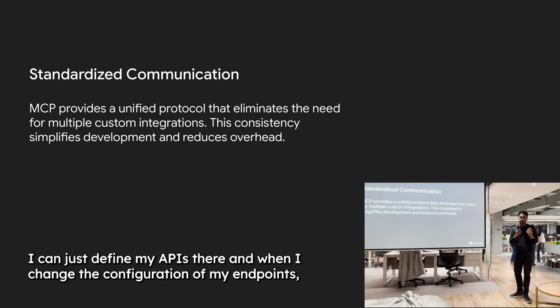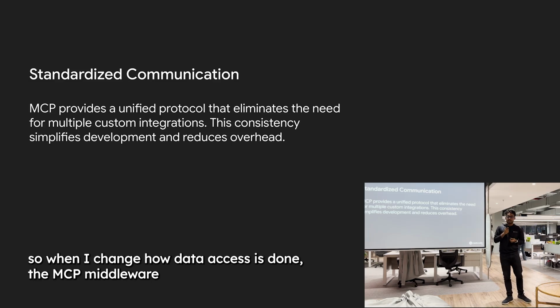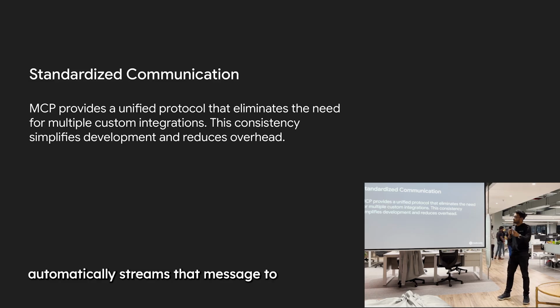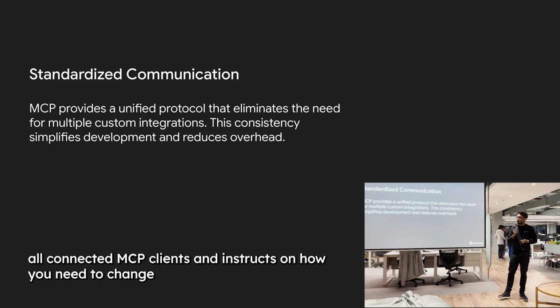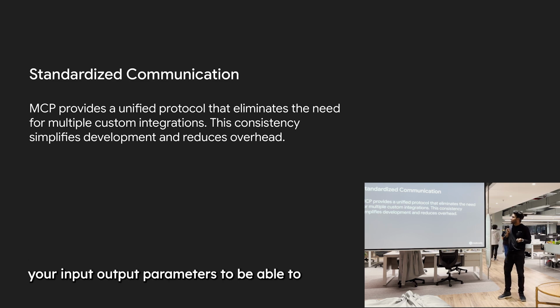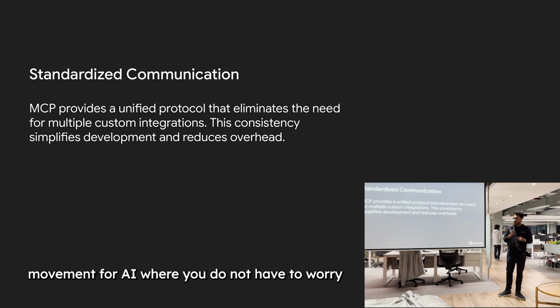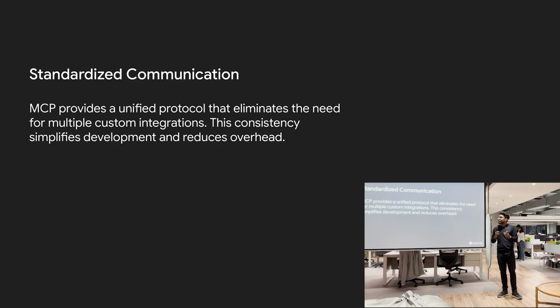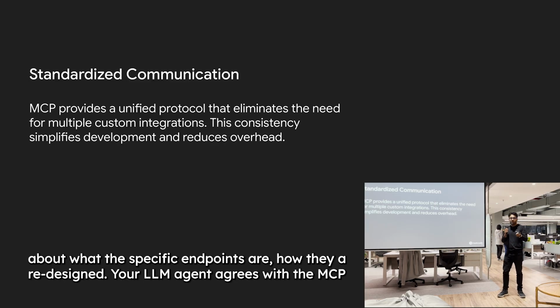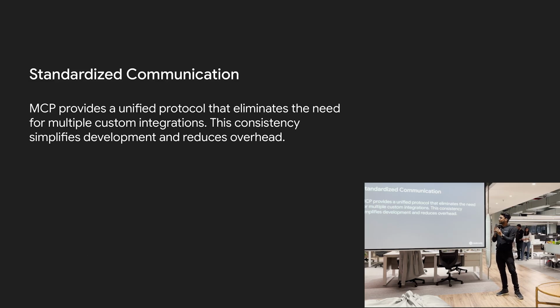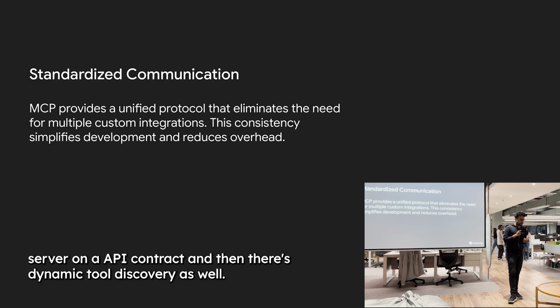and when I change the configuration of my endpoints, or when I change how data access is done, the MCP middleware automatically streams that message to all connected MCP clients and instructs on how you need to change your input output parameters to be able to handle the change made to the data service. So this is sort of like the GraphQL movement for AI, where you do not have to worry about what the specific endpoints are, how they are designed. Your LLM agent agrees with the MCP server on an API contract.